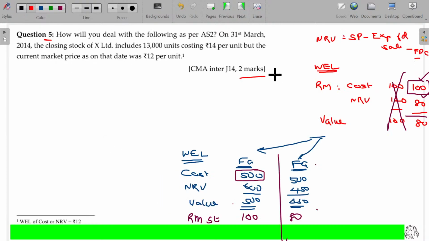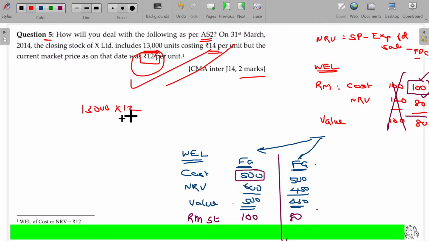It carried 2 marks here. How will you deal with the following as per AS 2? On 31st March 2014, the closing stock of X Limited includes 13,000 units costing 14 per unit, but the current market price on the date is 12 per unit. Okay, so 14 or 12, whichever is lower, 12 rupees will be taken. So 13,000 units into 12 rupees can be taken. No problem here. Here we have not been given finished goods detail. If finished goods detail is there, then this should be adjusted, right?